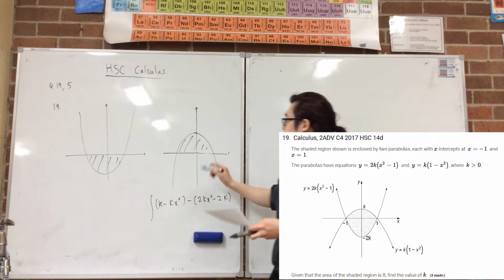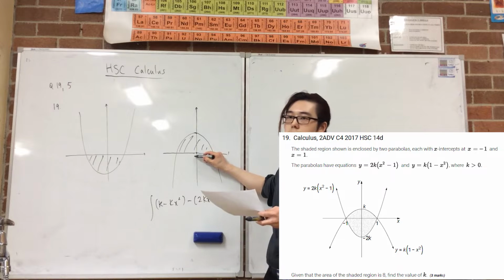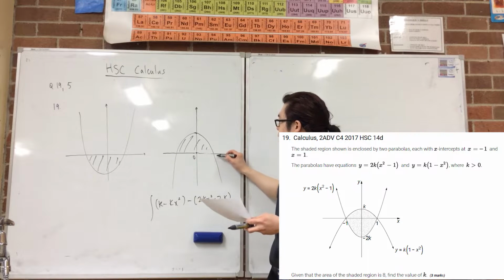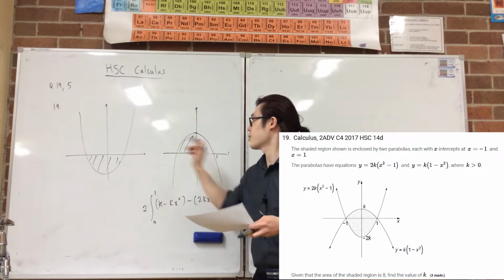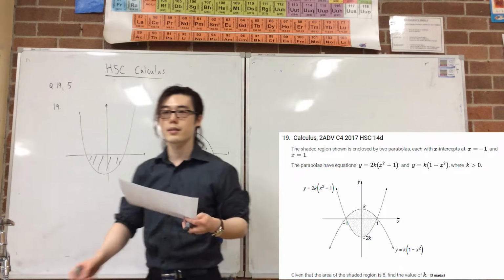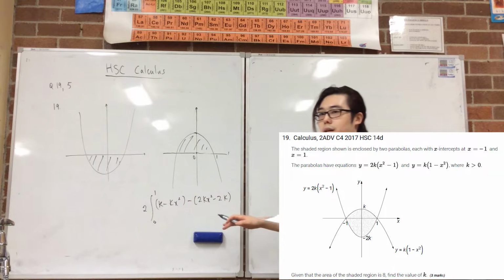Yeah? And girls, the easiest way to do this, listening please, is to find the area from 0 to 1 and then times the whole thing by 2 because there are symmetrical areas. Make sense? This is the easier way, okay?